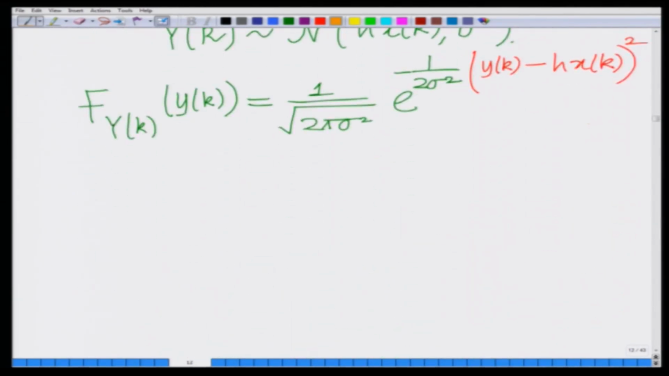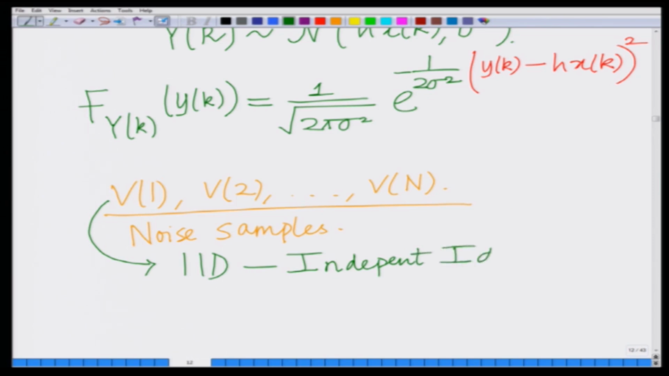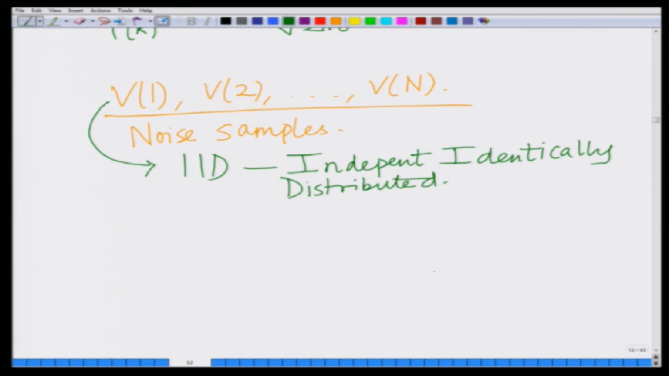Now, since these are independent and identically distributed, we have V1, V2, Vn, which are the noise samples, and we are assuming these to be IID, that is independent, identically distributed Gaussian random variables with mean 0, variance sigma square.